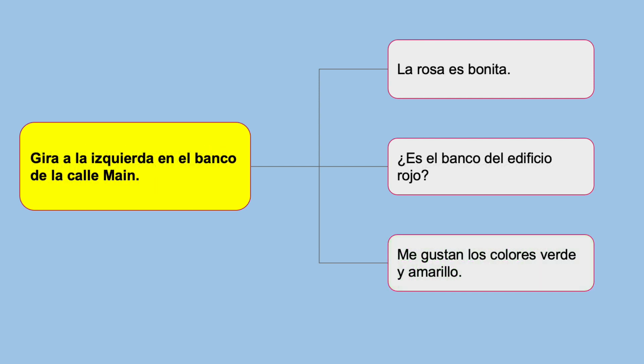Next prompt. Gira a la izquierda en el banco de la calle Main. What is the appropriate response to that prompt? The first one, La rosa es bonita. The second, es el banco del edificio rojo. Or the third, me gustan los colores verde y amarillo. Choose what you think is the best response based on the prior script.